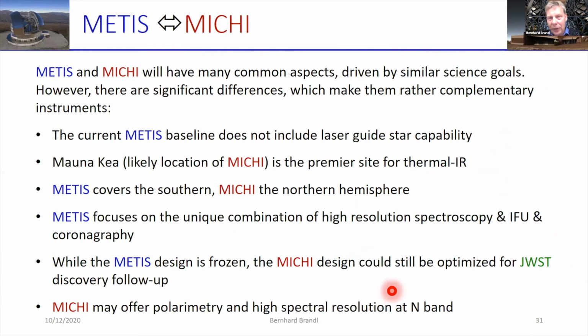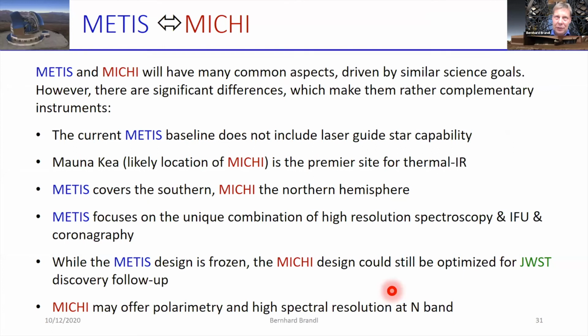Because of course there are many common aspects. They're all driven by similar science goals for 30 and 40 meter class telescopes. However, there are some differences. And one is that the METIS baseline is mostly sensing adaptive optics correction on the science target itself. We do not have laser guide stars in the baseline. MICHI will have. And of course, Mauna Kea is also the premier site for the thermal infrared, especially if you would want to extend beyond N-band.